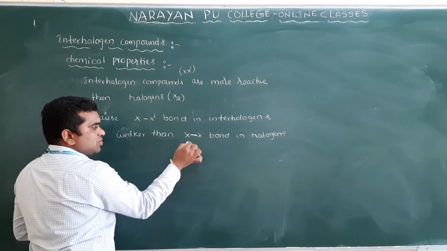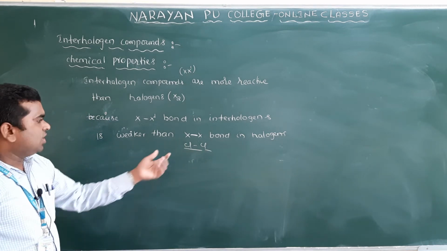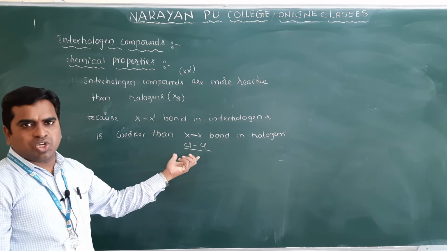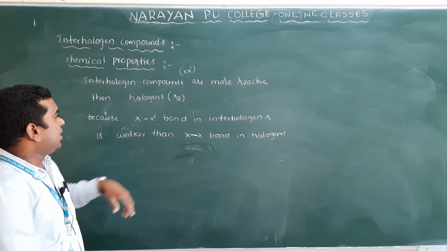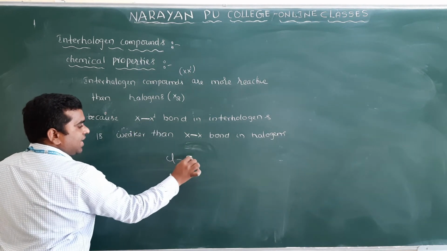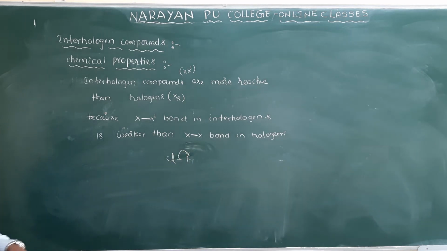What is the bond in halogens? It is chlorine and chlorine. The electronegativity difference is almost zero. Electronegativity difference is zero, so it is a strong, pure covalent bond. But here the bond is between Cl and F. Which one is more electronegative? Fluorine. So this bond can easily break.